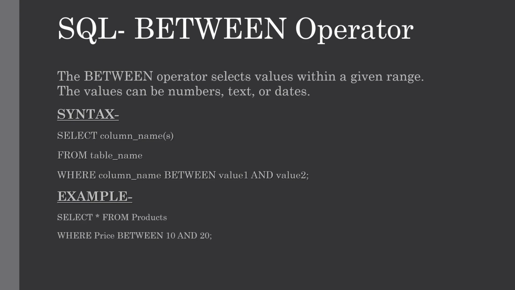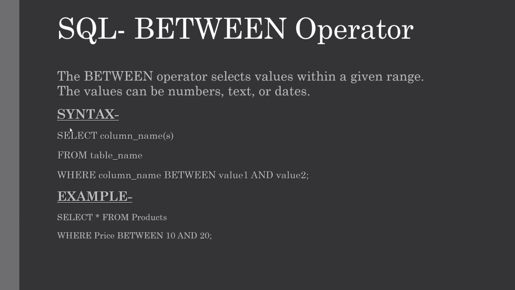Basically, the BETWEEN operator selects values within a given range. These values can be numbers, text or dates. The BETWEEN operator returns true when the expression to test is between the start expression and the end expression. To negate the result of BETWEEN, we can also use the NOT BETWEEN operator. We usually use the BETWEEN operator in the WHERE clause.